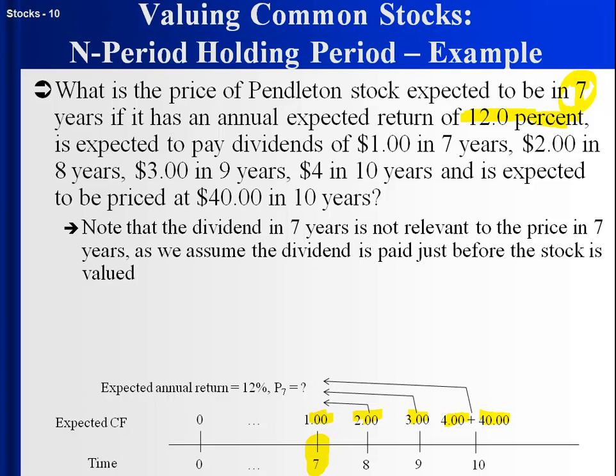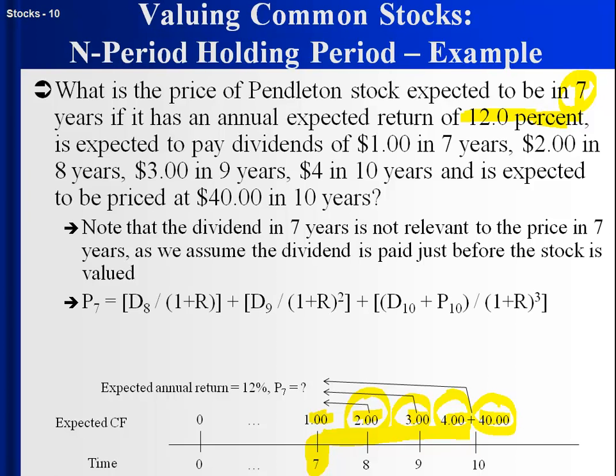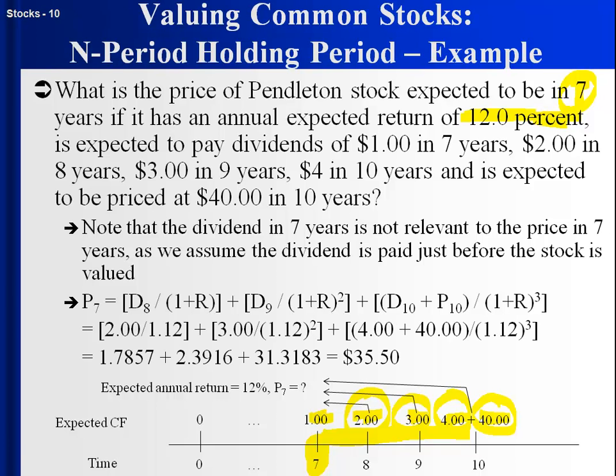What is relevant is that we get out of our time machine, and 1 period later, we expect $2. 2 periods after we get out of our time machine, we expect 3. And 3 periods after we get out of our time machine, we expect a dividend of 4, and then we also expect that we'd be able to sell the stock for $40. So what do we expect the price to be? We expect the price of the stock in 7 years to be $35.50.